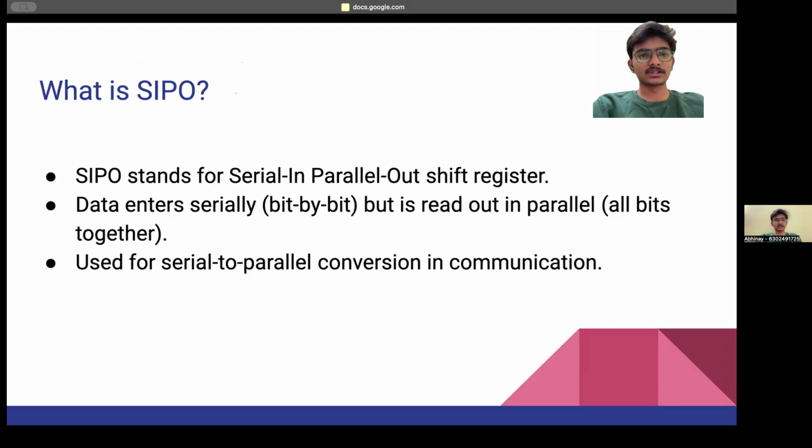Now, I will go to the second one, SIPO. SIPO stands for serial in and parallel out. What does this mean? In this type of shift register, data enters serially but the output will be in parallel. These type of shift registers are mainly used for serial to parallel conversions.